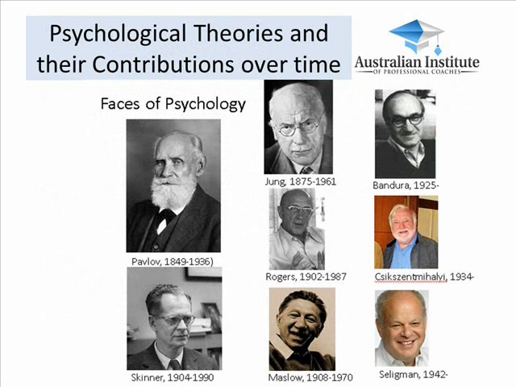These are the faces of those scientists and psychologists who've contributed to our understanding of human behavior over the years since the mid-1800s. On the left-hand side are Pavlov and Skinner, whose work informs our understanding of behavior and how it can be changed through rewards and punishment.